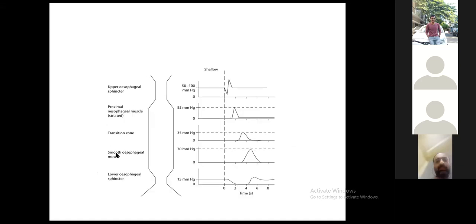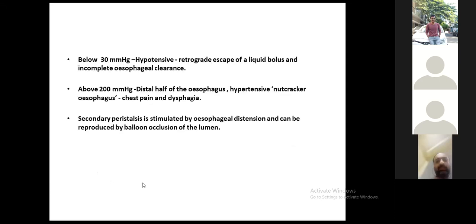This is a manometric recorded sphincter pressure, which can be appreciated in each part of the esophagus. In the upper esophageal sphincter we can appreciate a high level of sphincter pressure, between 50 to 100. In the proximal esophagus it is between 55, and when compared to the upper esophageal sphincter, the lower esophageal sphincter tone is a little less. Whenever there is a pressure below 30 mmHg in the lower esophageal sphincter area, there is a retrograde escape of the liquid bolus, or there is an incomplete esophageal clearance.